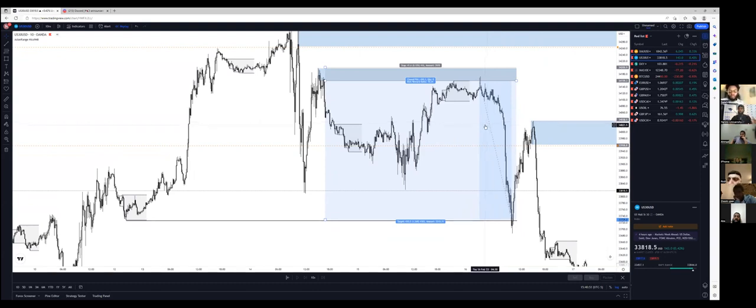Aim for 1-to-10s. Minimum, let that be your minimum. Okay, sometimes you're going to get a 1-to-8, sometimes a 1-to-10, a 1-to-6, but aim for 1-to-10s. Look for 1-to-10s. If it's not available in the market, no problem. Don't force what's not available. Always have your stop loss in the correct position.